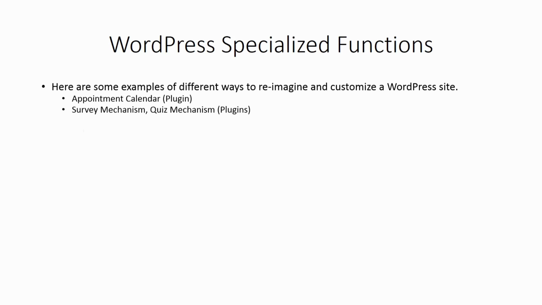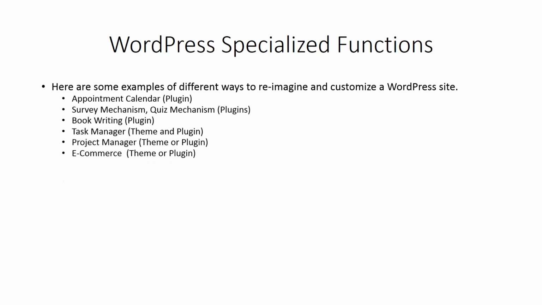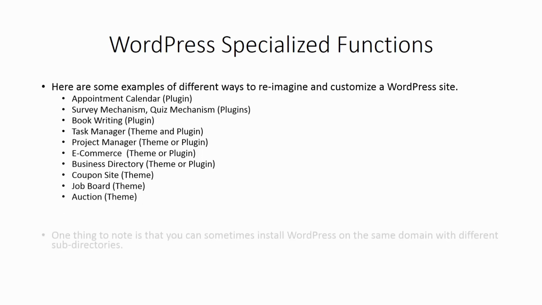You can purchase plugins that will turn your site into a survey mechanism or a quiz mechanism. You can even purchase a plugin that will turn your site into a book writing process. You can turn your site into a task manager using a theme and/or plugin, a project manager, an e-commerce site, a business directory, a coupon site, a job board, or even an auction page.